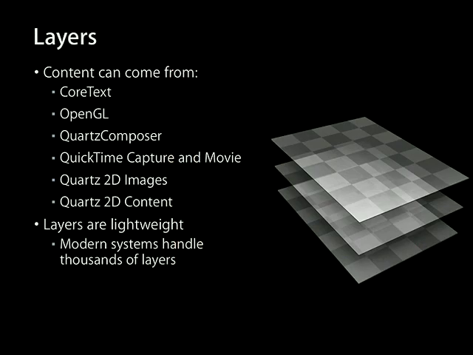These layers can have content coming from multiple sources. We've talked about Core Text. OpenGL content can be drawn through a GL context itself. Of course, Quartz Composer compositions can be placed as part of these layers. You can capture movies from QuickTime and also, at the same time, play back movies. Quartz 2D images, in terms of being able to set a layer's content to come from an image source, is quite useful and quite used in the system. Also, you can draw your own content through Quartz 2D itself.